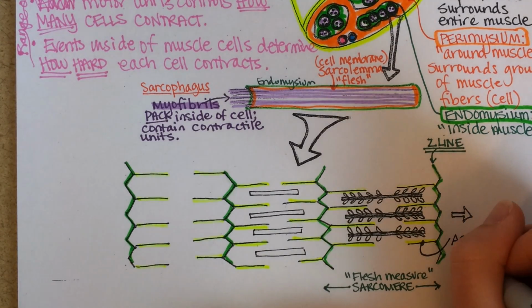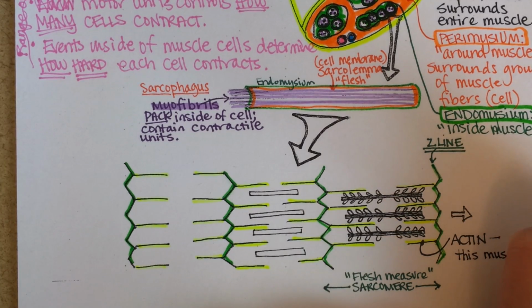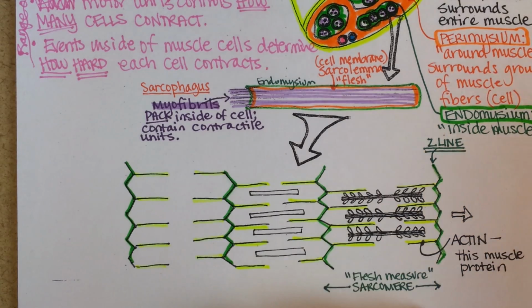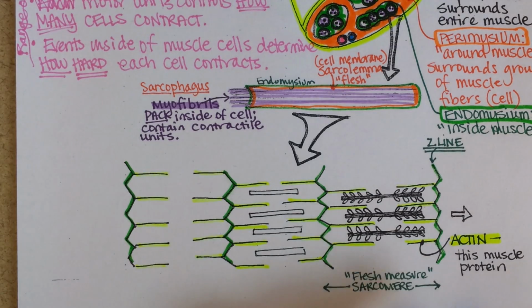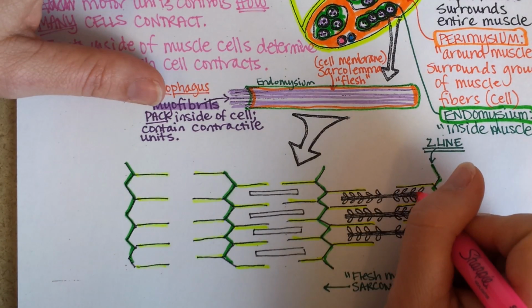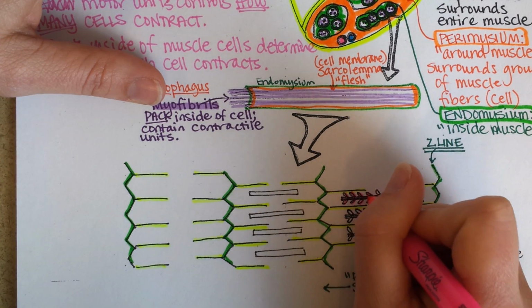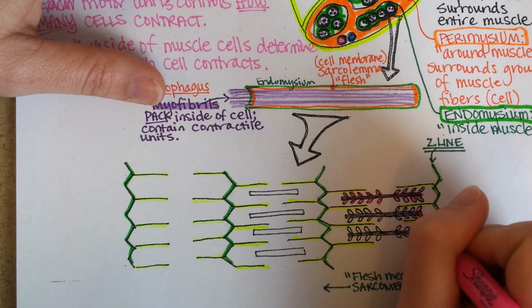And actin is a thin muscle protein. And then we'll do myosin with pink. It's thick. So these are both considered myofilaments. Actin is usually called the thin filament, and myosin is called the thick filament.